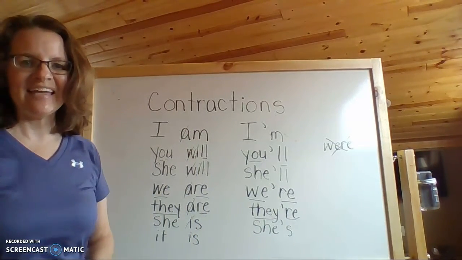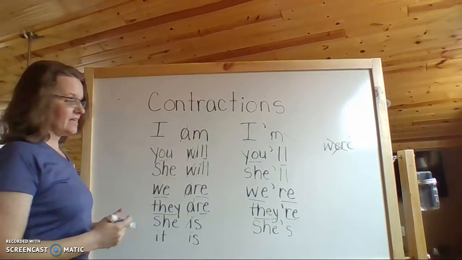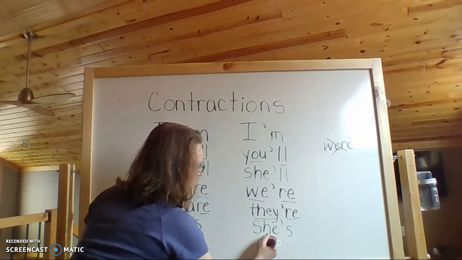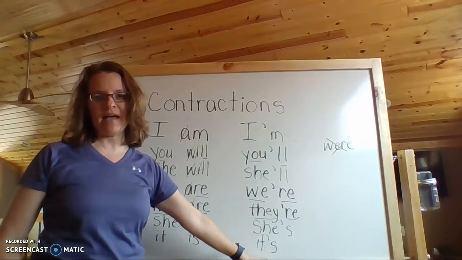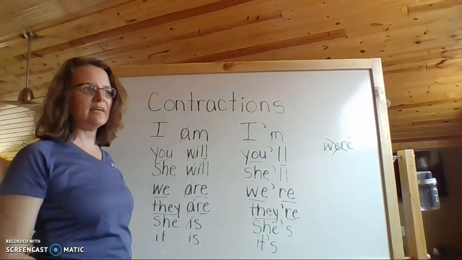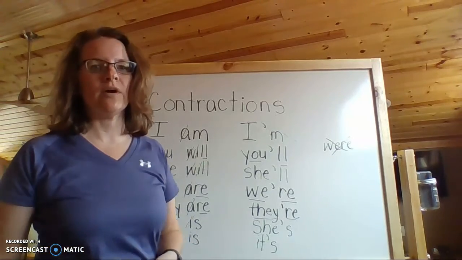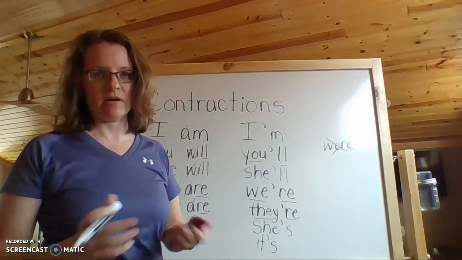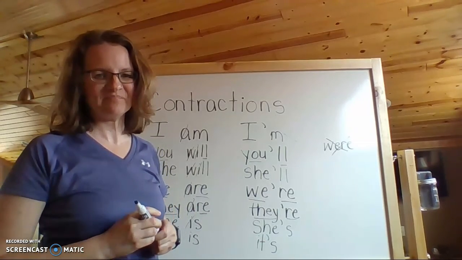And finally, we have it is. The contraction for it is it's. So remember, if you have I-T apostrophe S, it has to make sense to say it is. Like, it is going to be Sunday tomorrow. It's going to be Sunday tomorrow.